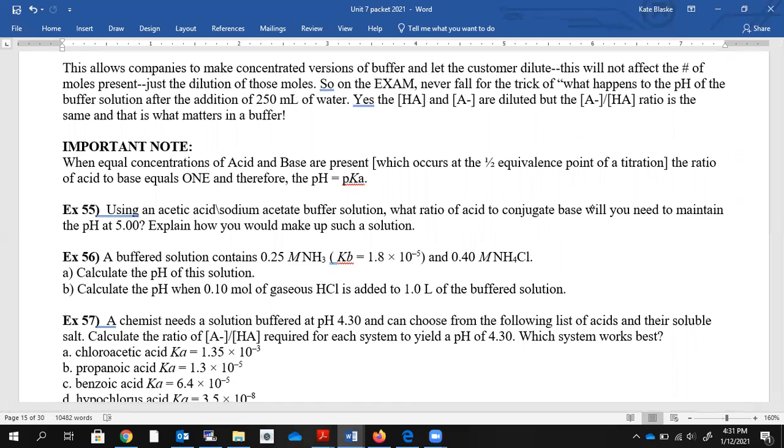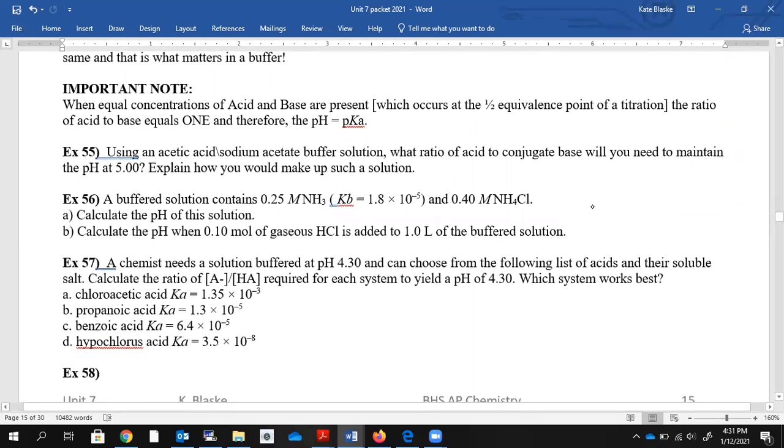I want to give you just a quick heads up on example number 56. There is a question that asks how to calculate the pH after we have added some strong acid. Those calculation questions are really no longer involved in the AP exam. I left that one on there on purpose.